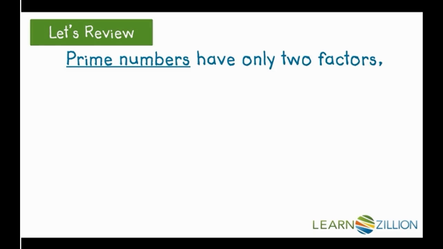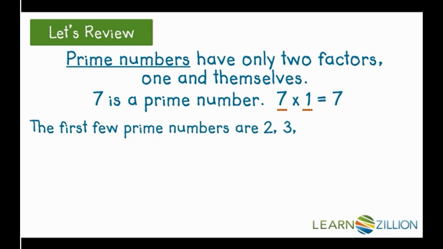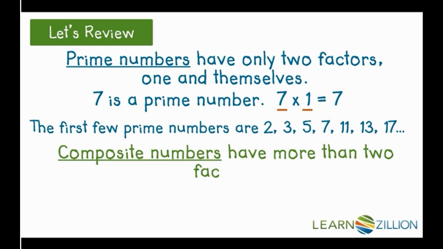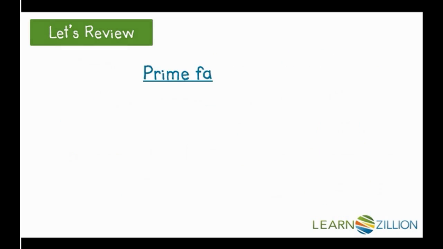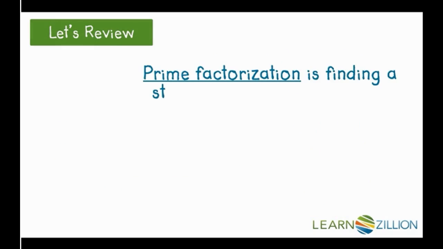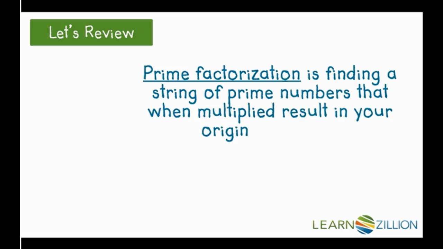Remember, a prime number has only two factors, one and itself. 7 is prime because 7 and 1 are its only whole number factors. The first few prime numbers are listed on your screen. Composite numbers have more than two factors. 10 is composite because it has more than two factors. When we're looking for the prime factorization of a number, we're looking for the string of prime numbers that when multiplied result in that number.